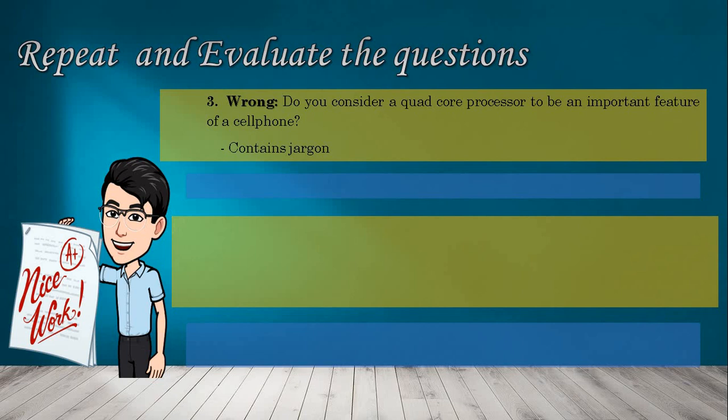Ang quad-core processor, ito ay tumutukoy dun sa bilis ng cellphone. So instead of using this question, is the speed of response of your cellphone important to you? Mas magandang gamitin yung pinaka-basic. So we have to select basic or appropriate language for our questions.